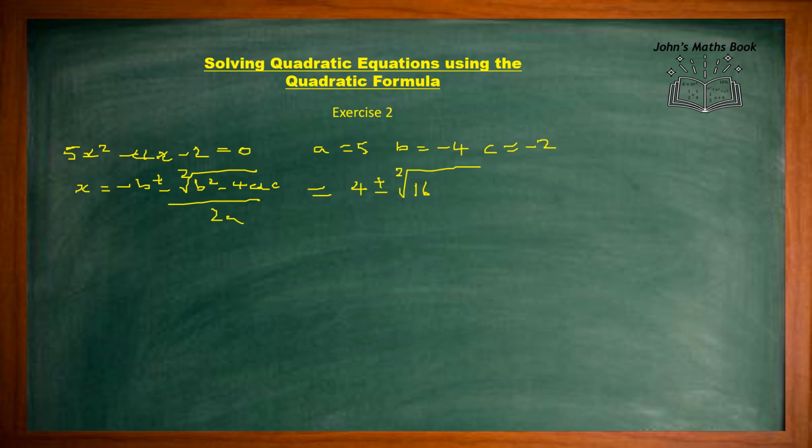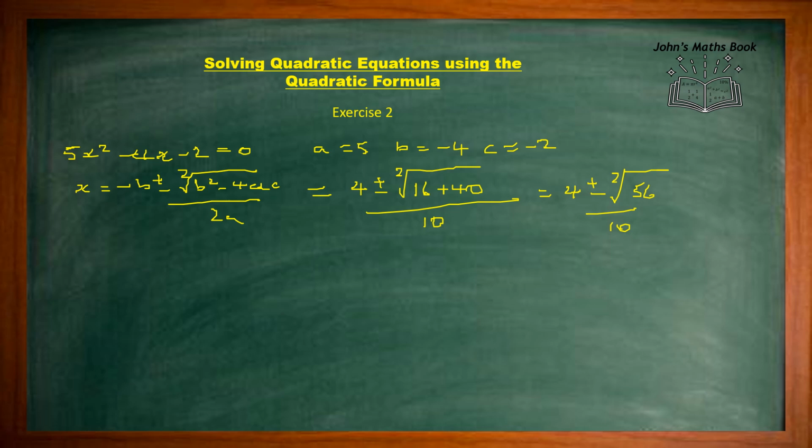4ac, so 4 times 5 times minus 2. 4 5s are 20, times minus 2 gives minus 40, and because a minus and a minus make a plus, that's plus 40, divided by 2 times 5, which is 10. So that equals 4 plus or minus the square root of 56, divided by 10.